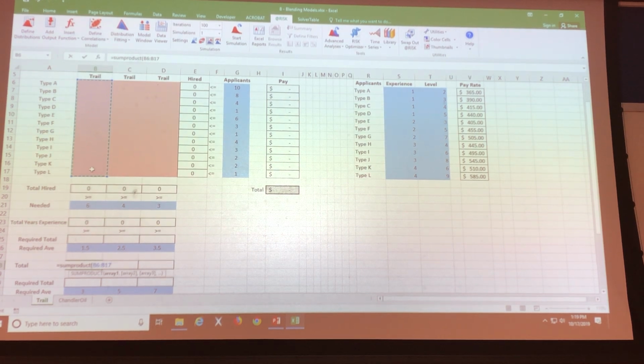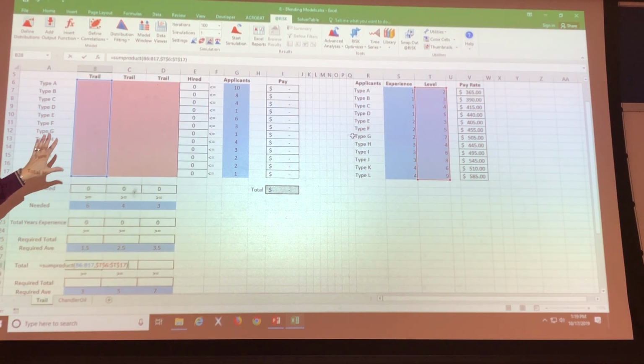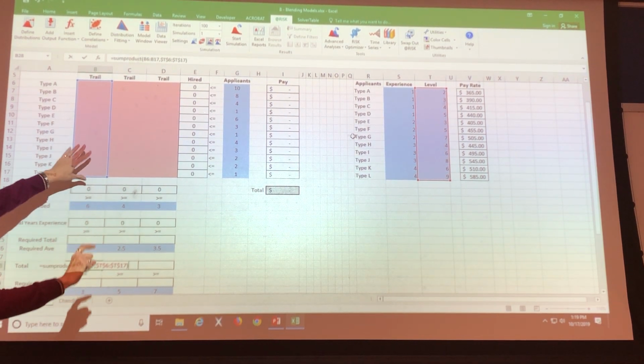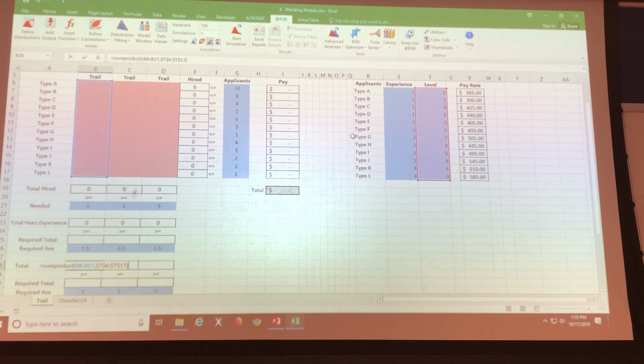the easy trail, how many it tells me to hire, and then what the skill level is for each of those types. Okay. Same idea. Those two ranges, I'm finding those two ranges. This one's relative, that one's absolute, so that I can copy it. Go over here.